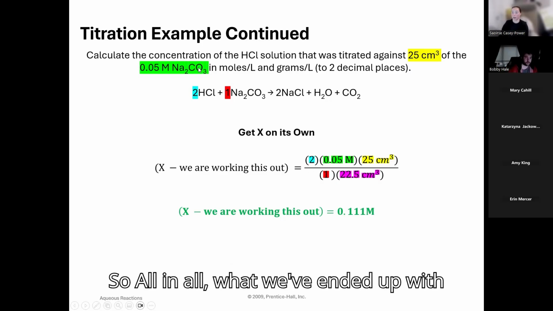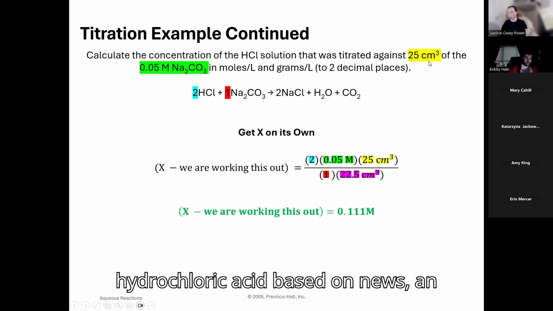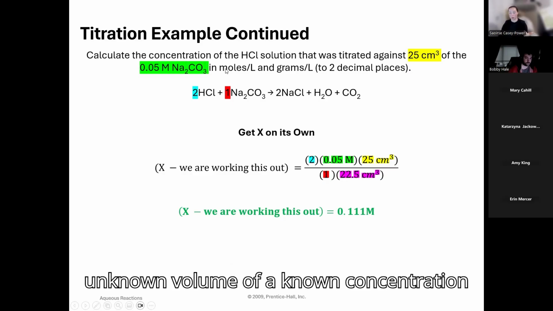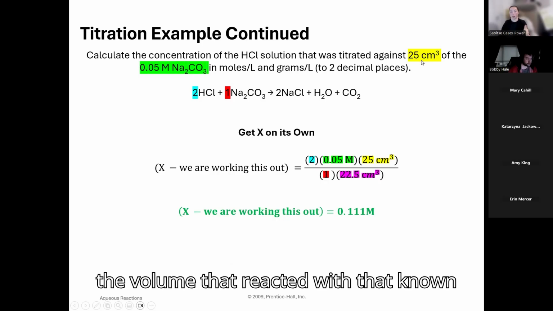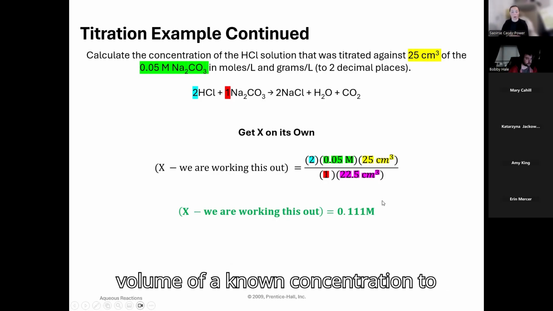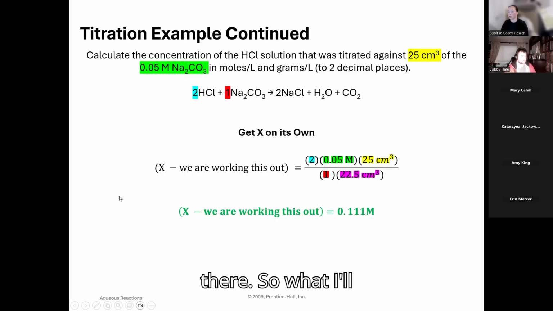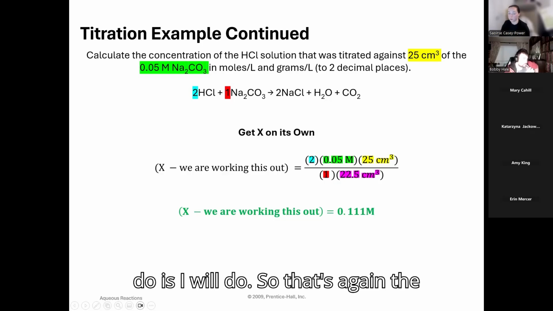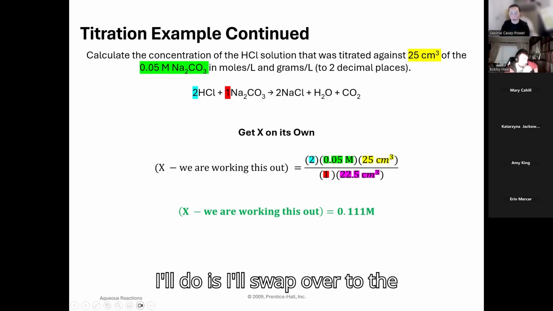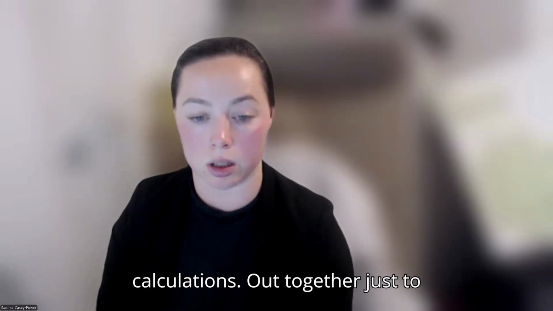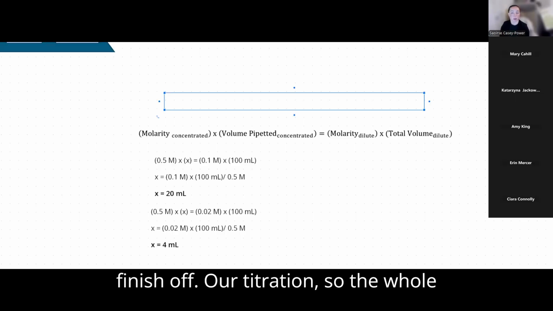So all in all, what we've ended up with is that we've worked out the concentration of hydrochloric acid based on using a known volume of a known concentration of a solution, and then using the volume that reacted with that known volume of a known concentration to work out our concentration of our acid there. So that's again the end of the presentation there. So what I'll do is I'll swap over to the whiteboard and we'll just do one of those calculations out together just to finish off our titrations.